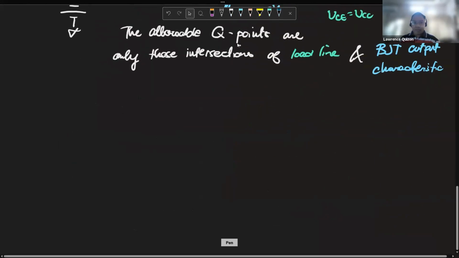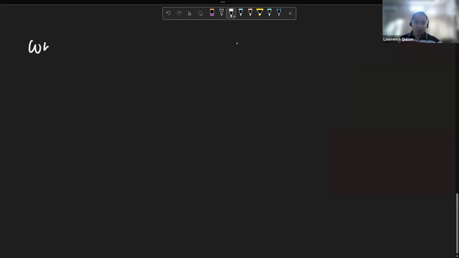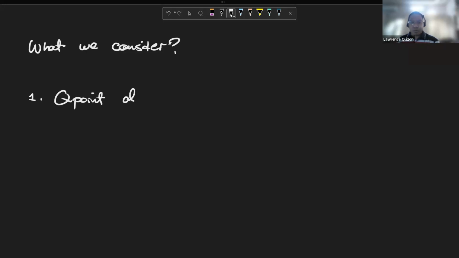And next, no, let's talk about what we consider. We should be already planning for the new Q point. Must have high gain and no distortion.